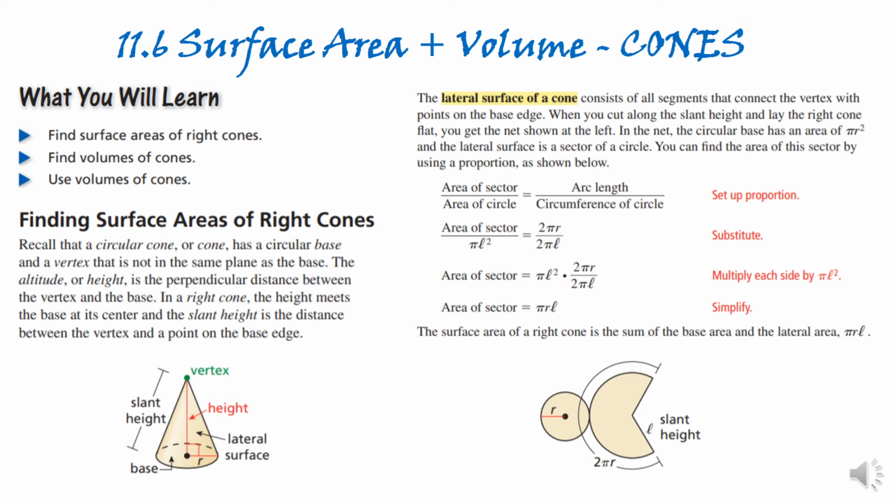Okay, 11.6 addresses cones, both the surface area and the volume. So I'm going to leave this for all of you to read on your own. And it just discusses all the different things and how they got the formula for this. So notice that this is a net for the surface area of a cone, and it helps you realize how you would measure it. This gives you all the different things you need to understand.